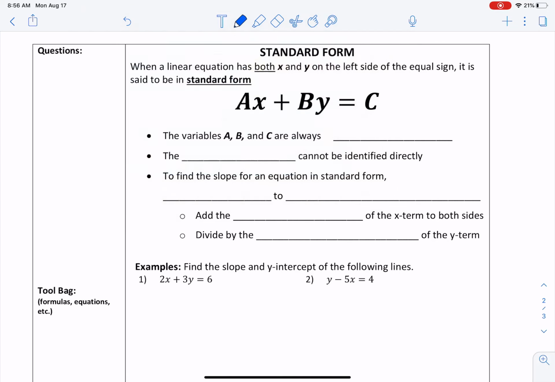It doesn't change very much. It just means that we sometimes have to take an extra step. When the linear equation has both x and y on the left side of the equation, as written here, it is said to be in standard form. So the first one was slope-intercept form. This is standard form. The variables a, b, and c are always integers.